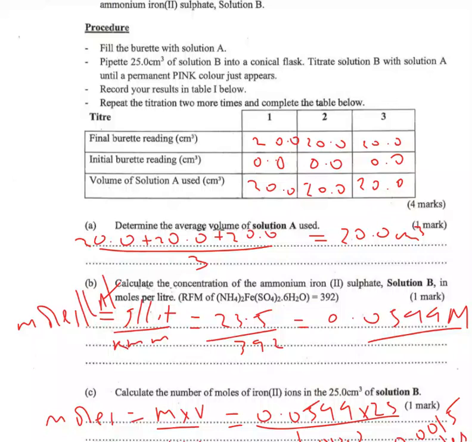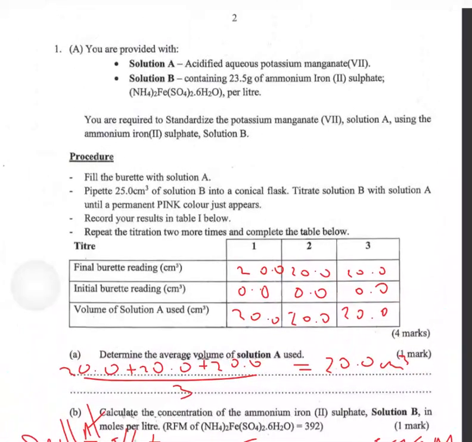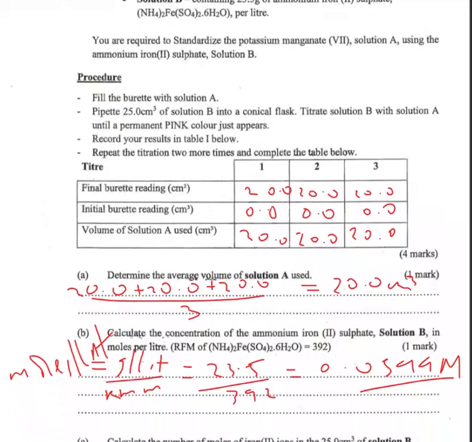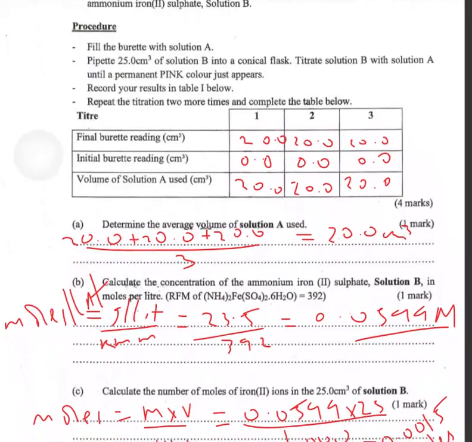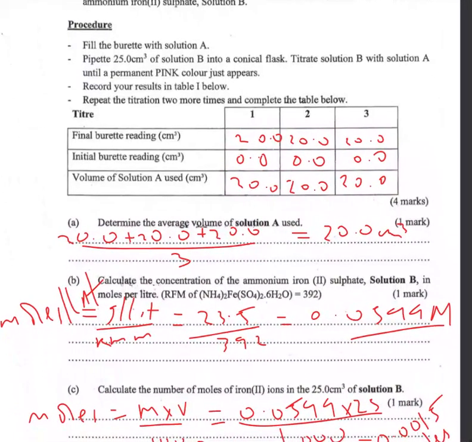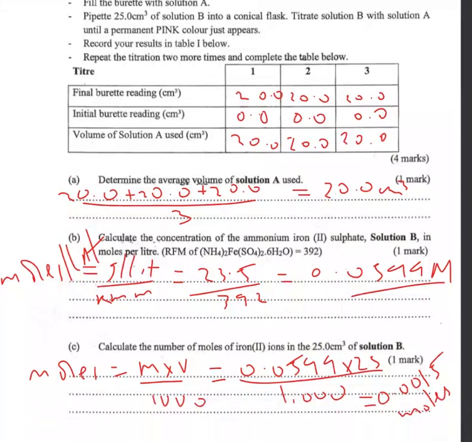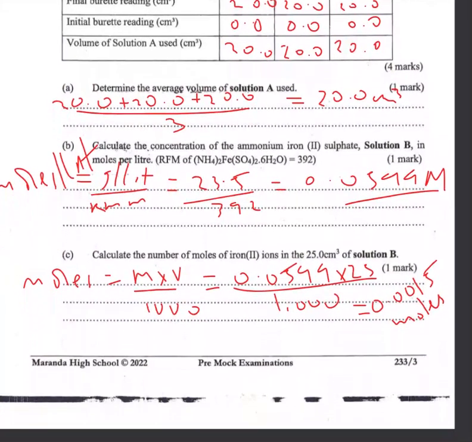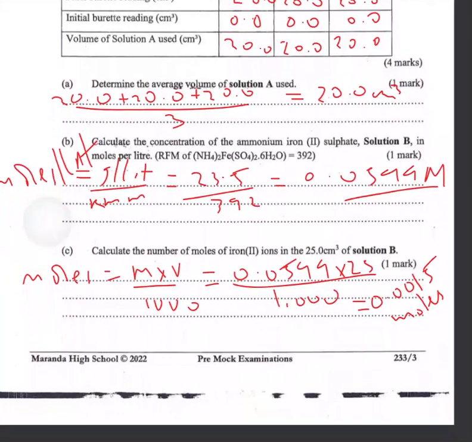And then part B, we are asked to calculate the concentration of ammonium iron(II) sulfate solution B in moles per liter. Remember that up there we were given the mass per liter of ammonium iron(II) sulfate, and we've been given the relative formula mass. Therefore, to calculate the concentration in moles per liter, we just take the mass per liter divided by the relative formula mass, which will give us 0.0599 moles per liter.